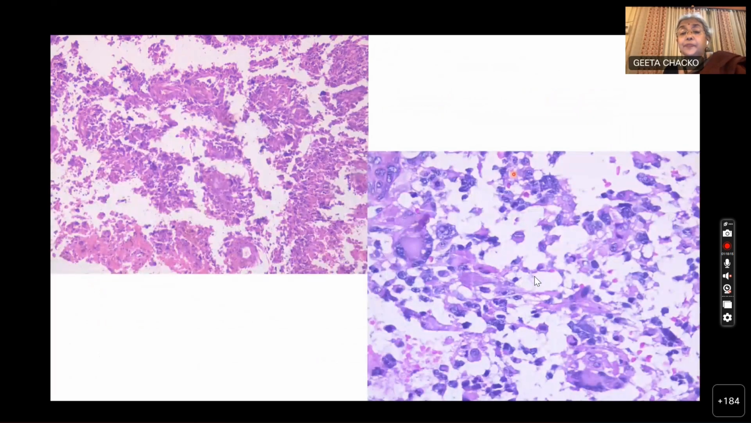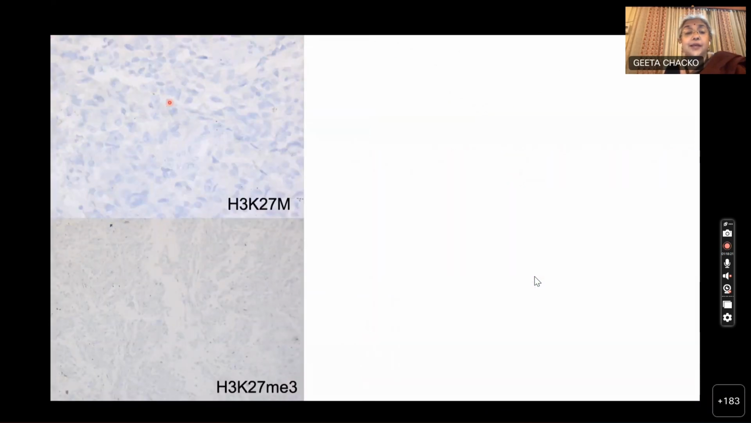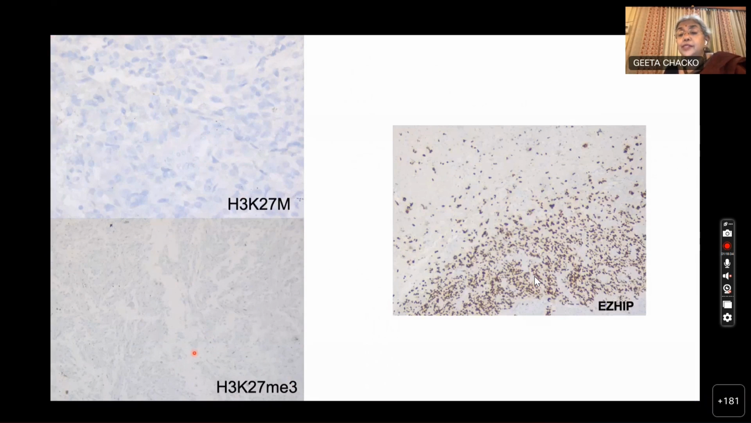All right. Now, here's an example of a tumor which is high grade with a lot of bizarre forms. H3K27 mutation is immunonegative. This is a highly specific marker for the mutation. But there is a trimethylation loss, right? And there is EZIP overexpression in this case, right? The EZIP protein is positive. So this is a diffuse midline H3K27 altered tumor.